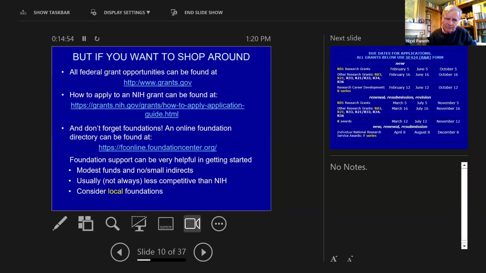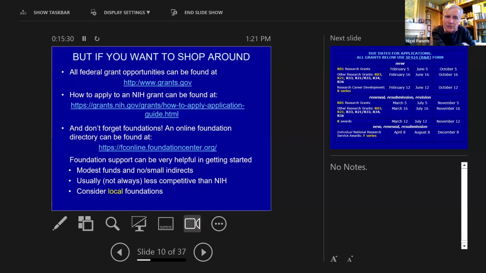Next slide. So if you do want to shop around, here are some useful websites. I just updated these, so I know these work. All federal grant opportunities have to be listed on grants.gov. That's not just NIH, but CDC and the Department of Energy, Department of Defense, you name it, it's there. A very good website is the NIH website on how to apply for grants, some of which I've tried to summarize quickly here to save you some effort.